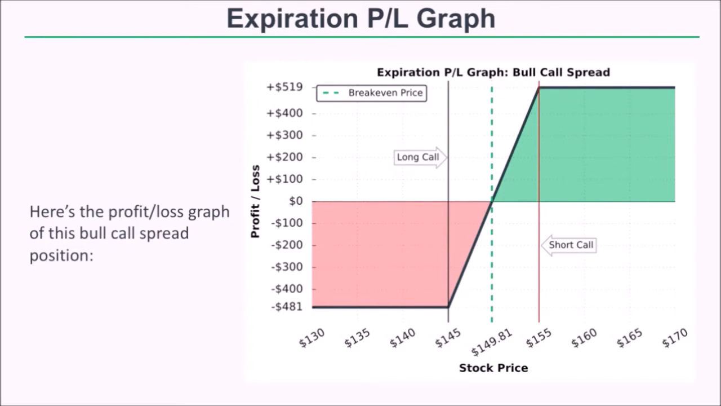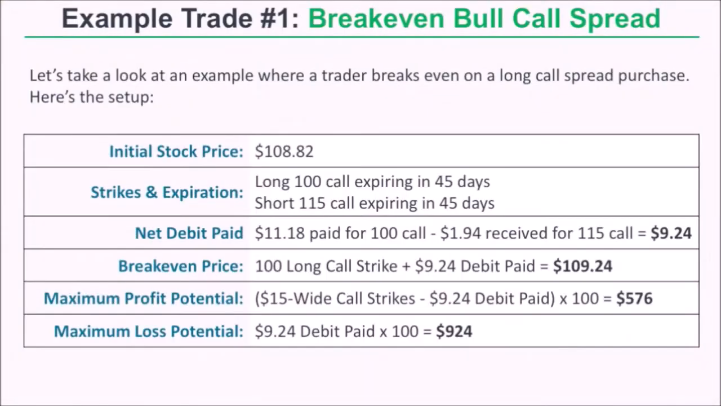So now that you know the expiration risk graph, you know the basic characteristics of the long call spread strategy, let's go ahead and take a look at some examples to demonstrate how the strategy performs when the stock price changes. Alright, so the first example we're going to look at is a scenario where a bull call spread actually breaks even at expiration. So here's the setup.